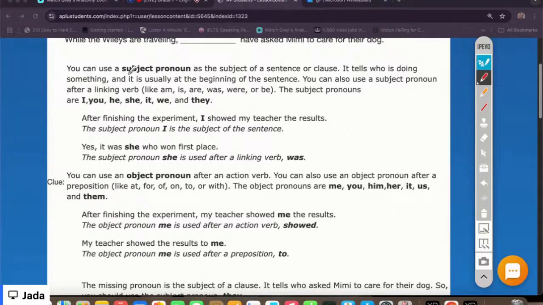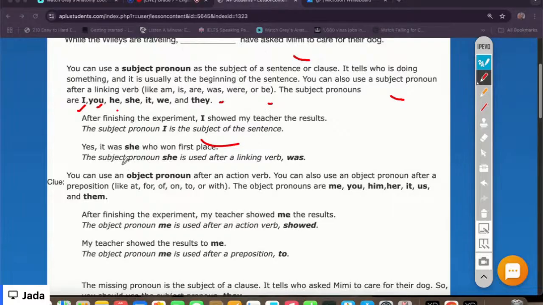All right, so you can use a subject pronoun as the subject of a sentence or clause. It tells who is doing something, and it's usually at the beginning of the sentence. You can also use a subject pronoun after a linking verb like am, is, are, was, were, or be. The subject pronouns are I, you, he, she, it, we, and they. Now, after finishing the experiment, I showed my teacher the result. So the subject pronoun here is I. So it is the subject of the sentence.